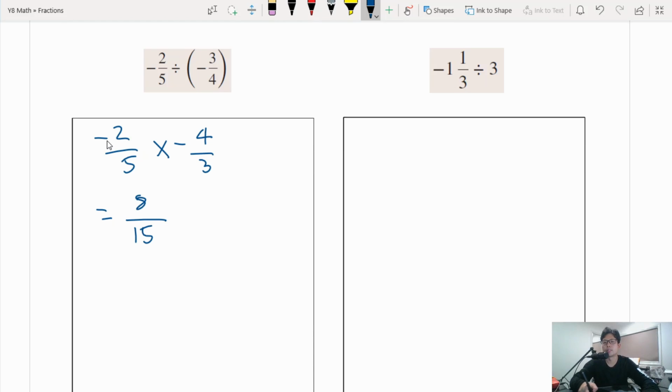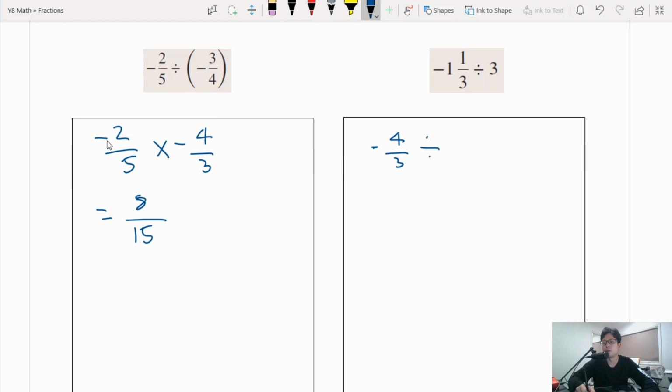Alright, moving on to the next question. We have a mixed number this time. So remember, if you have a mixed number for multiplication and division, always change the mixed number to an improper fraction. So let's change that first. 1 times 3, that gives us 3, plus 1, that gives us 4 over 3, and remember to keep the sign that is in front.